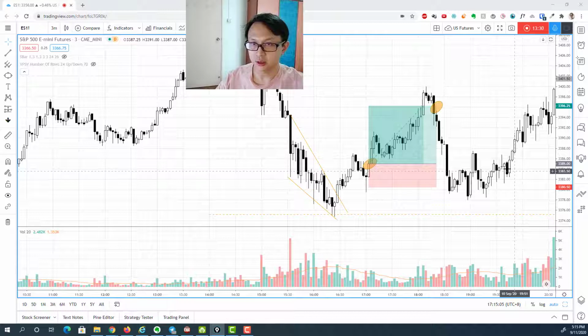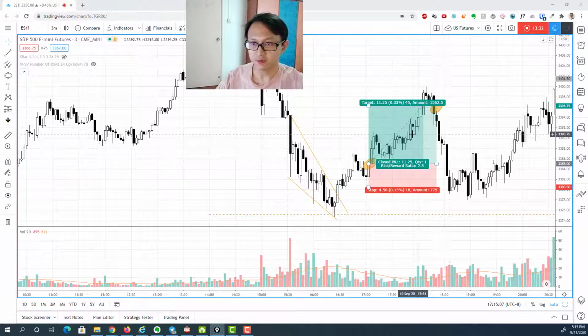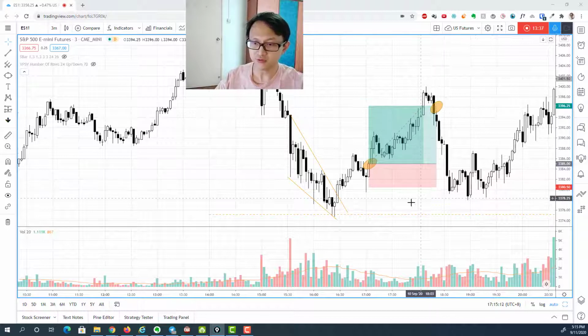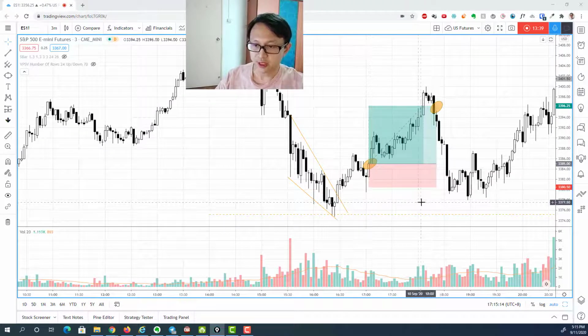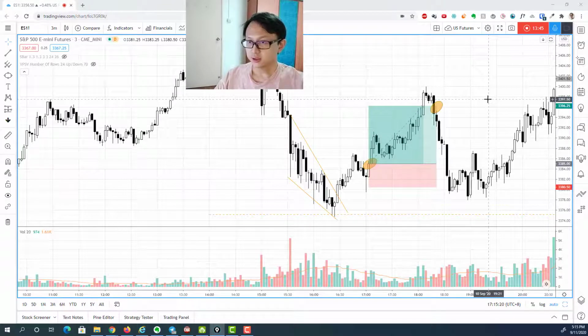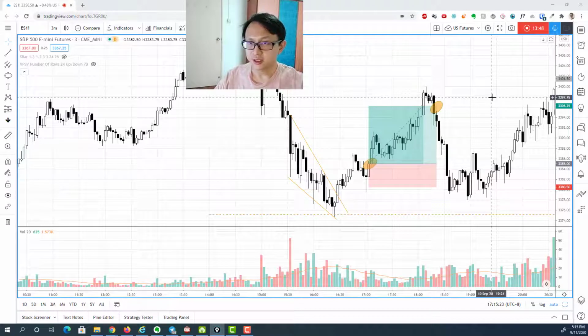So which is quite good for me. I'm very satisfied with a reward to risk ratio of 2.5, and within a relatively short period of time, from 5 p.m. to around 6:30 p.m. my time zone. Alright, so this is the only trade that I had during the London session.